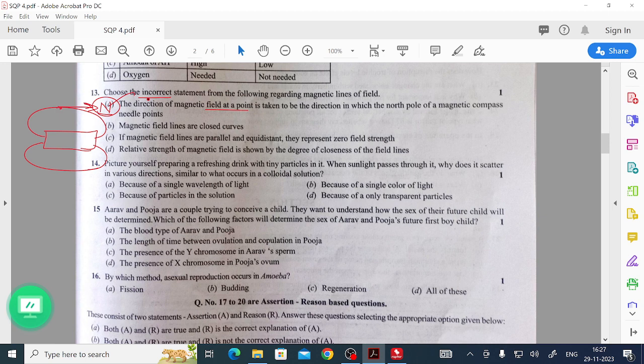Magnetic field lines are closed curves. Closed curves, you can also call it as concentric circles. This one also is true because the pattern of the magnetic field lines is in the form of concentric circles. Go to the C.